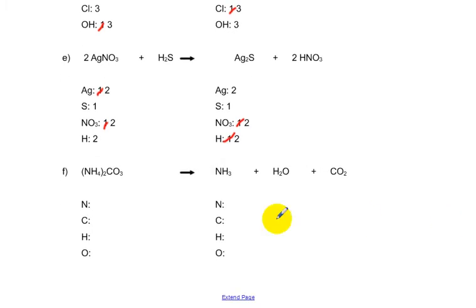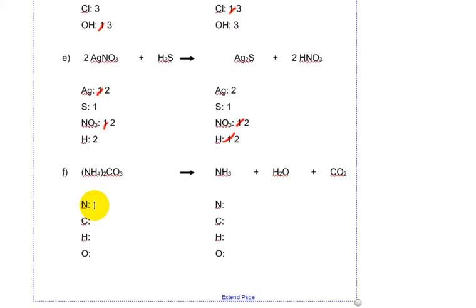Okay. Last one here. Now I have to be careful. NH4 becomes NH3, so I can't treat the ammonium as a big group. I have to treat it separately because of that. It gets broken up. Also careful here. I have 2 nitrogens and 2 groups of 4. 2 times 4 is 8 hydrogens, 1 carbon, and 3 oxygens.